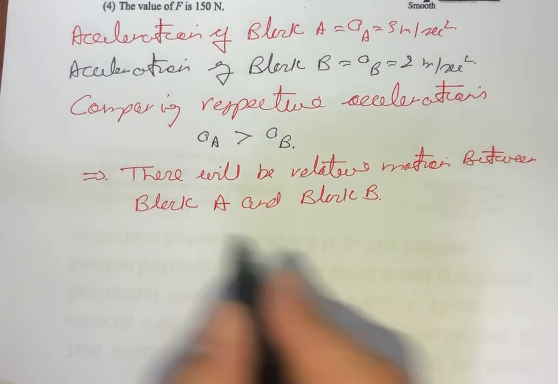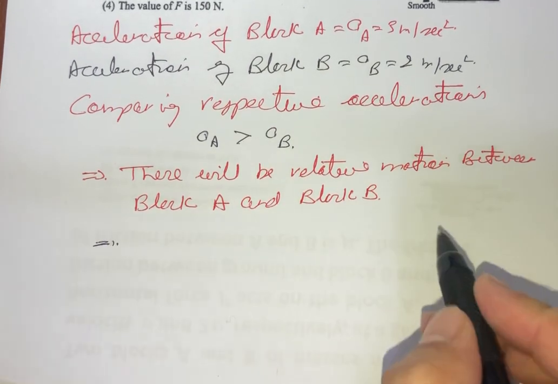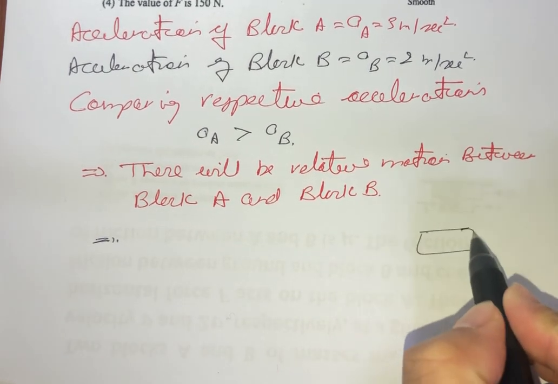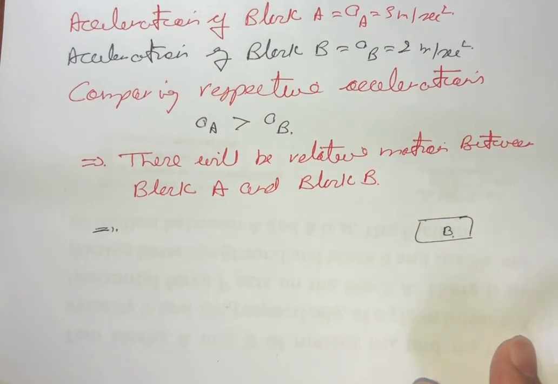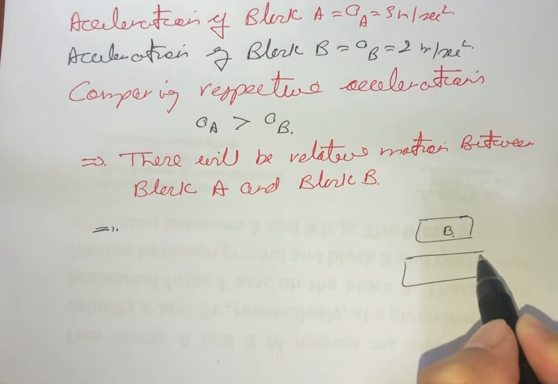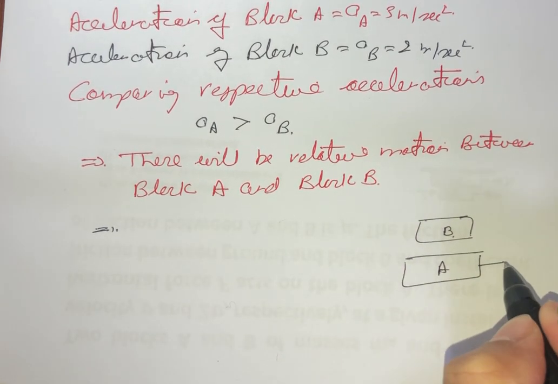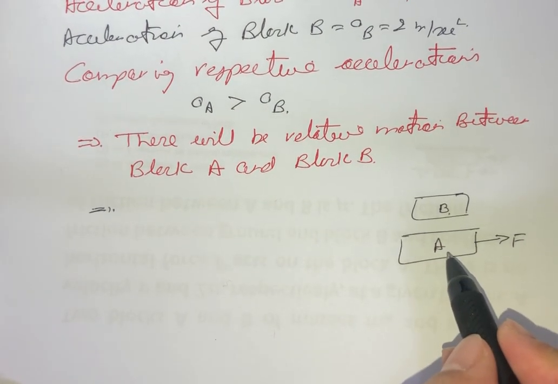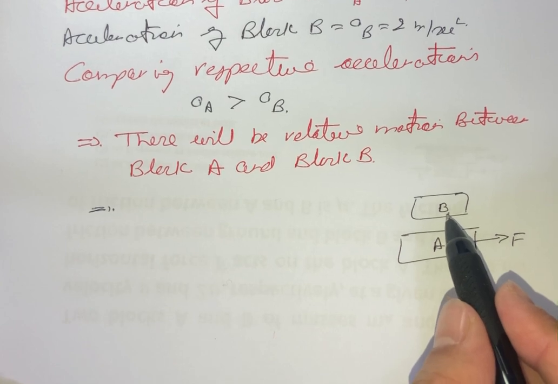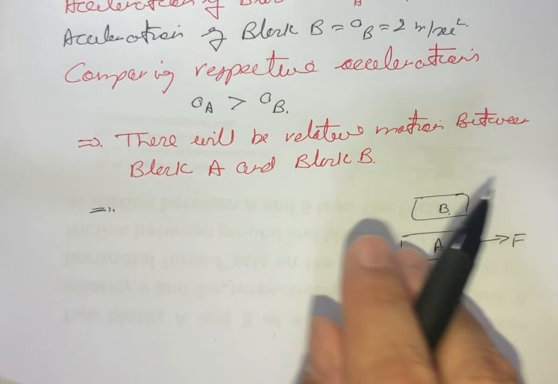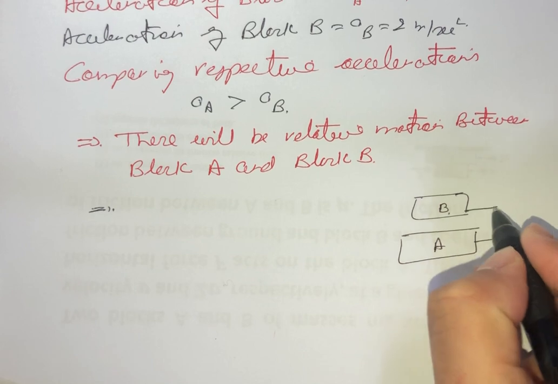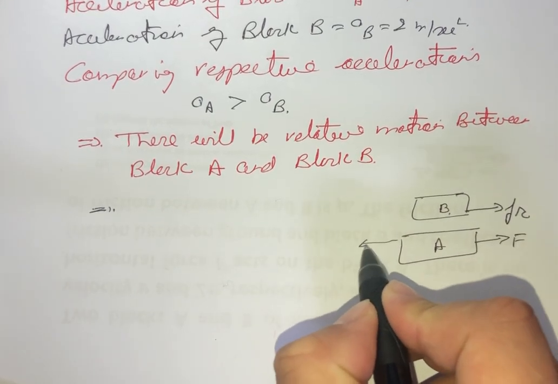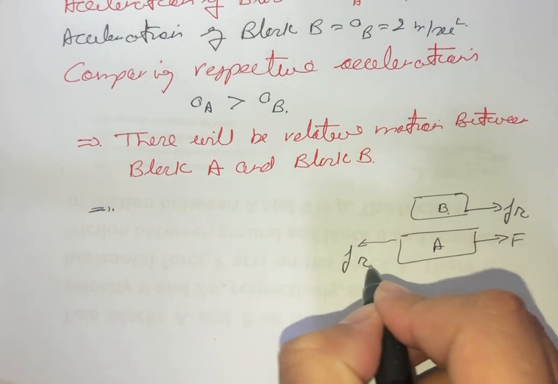Okay. So because of that, let us draw the free body diagram. So this is block B and this is block A. F force is being applied on block A. So block A will try to move block B because of the force of friction towards the right side. Let us call that force of friction as Fr, and equal and opposite will be acting on block A also, Fr.